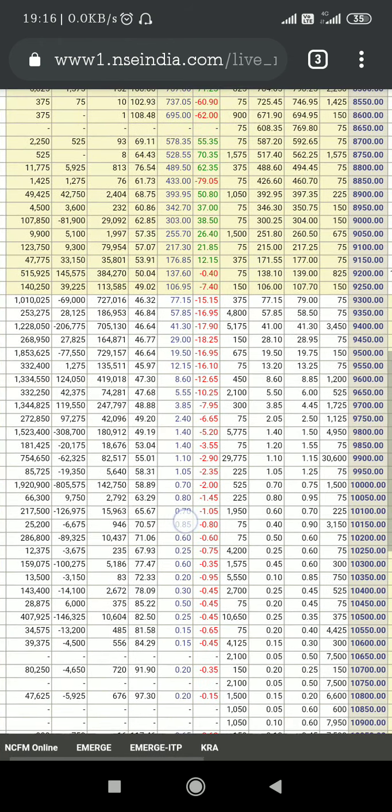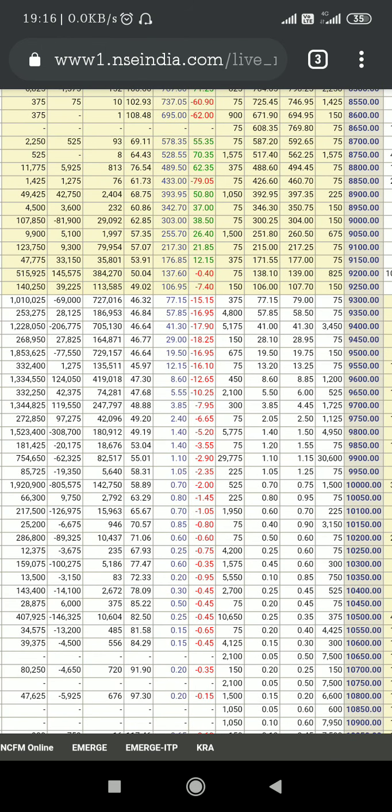Now coming on the call side, as you can see on both of the major levels, there was a massive writing yesterday on both of the major levels. There is now call covering.